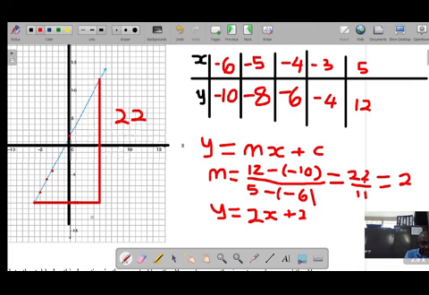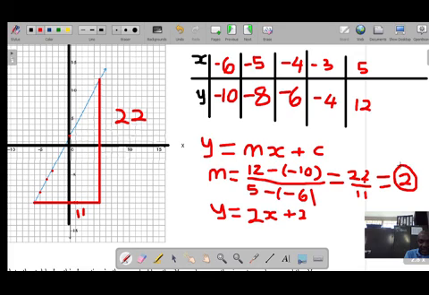Let's take it now. That is 1, 2, 3, 4, 5, 6, 7, 8, 9, 10, 11. So this is now 11 here. Now my gradient is change in y divided by change in x, which is 22 divided by 11, which gives us 2. The same answer which we got here.